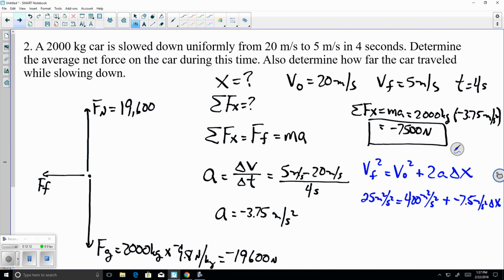Okay, so what I want to do is subtract 400 from each side. That will take care of that on the right side and the left side. So 25 minus 400 is minus 375 meters squared over seconds squared, equal to minus 7.5 meters per second squared times delta x. So what we're going to do is divide both sides by 7.5 meters per second squared.